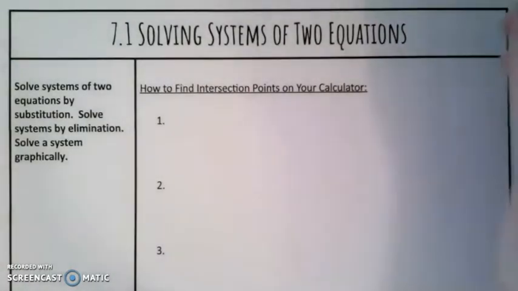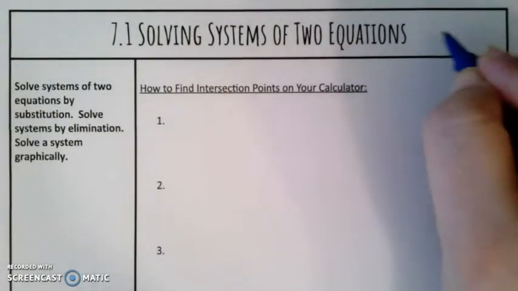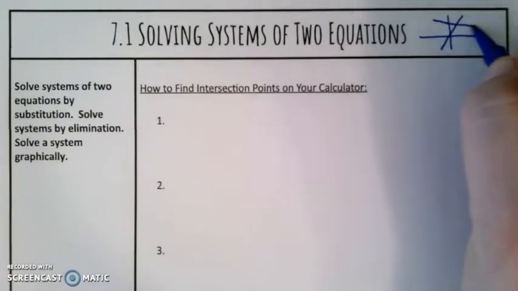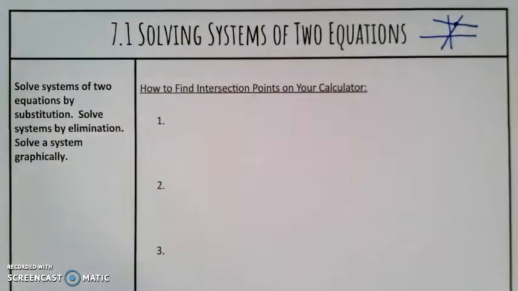Recall from algebra that a system of equations can be modeled by graphing lines, and the solution to a system is where those two lines intersect. So we could have one solution, we could have no solutions, or we could have infinitely many solutions depending on how those lines are. And we're going to see some examples in this section.